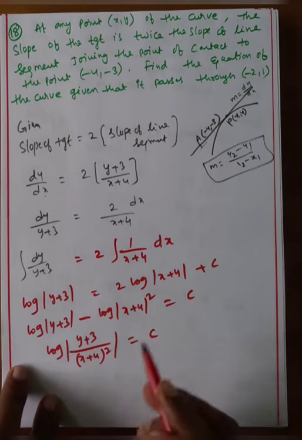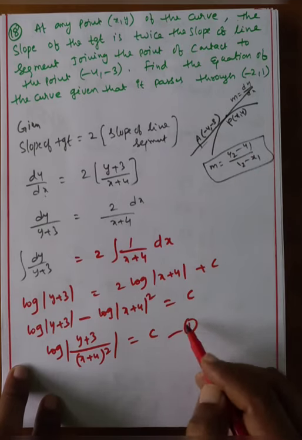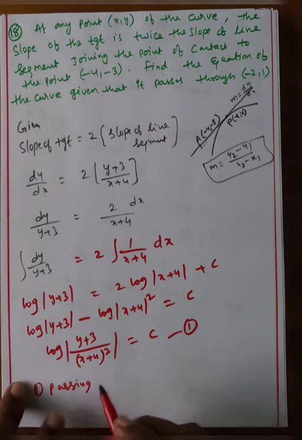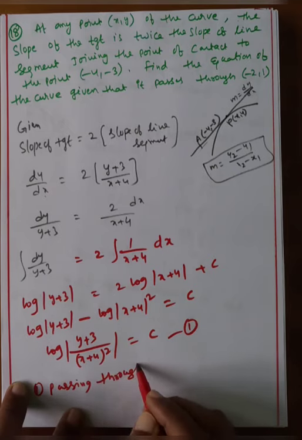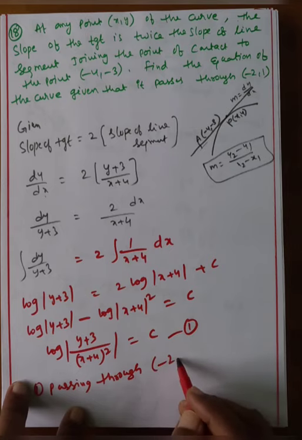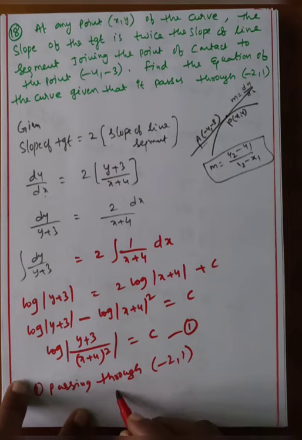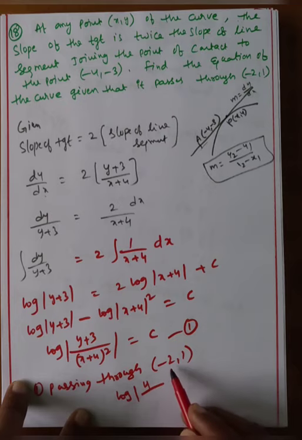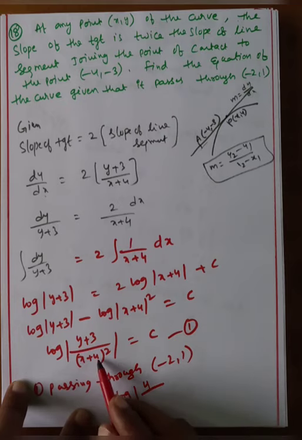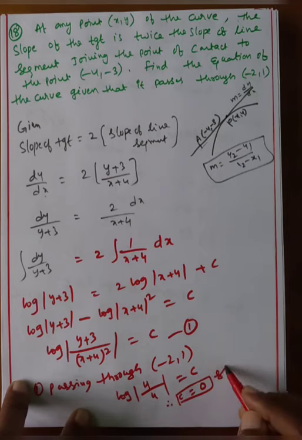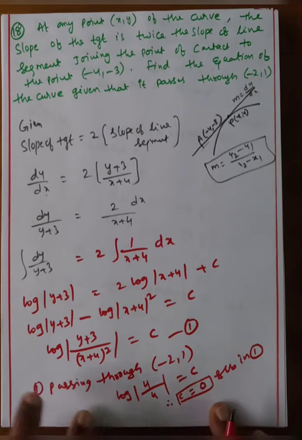Now here it is given that it passes through (-2, 1). This is equation number 1. Substitute x value -2, y value 1. What happened? y plus 3 is 4, by (x plus 4) which is (-2 plus 4) whole square, 2 square means 4. Equal to c. Therefore, c value is equal to 0, since log 1 means 0. Substitute in 1. What is the answer?